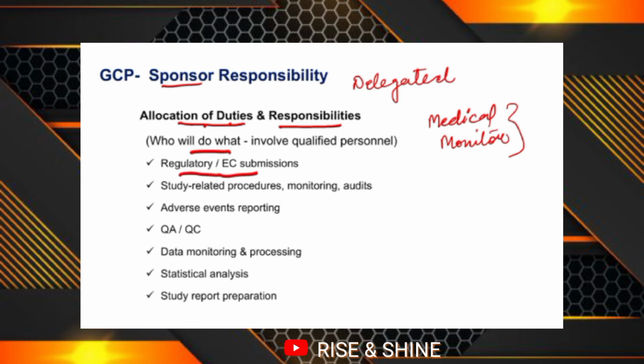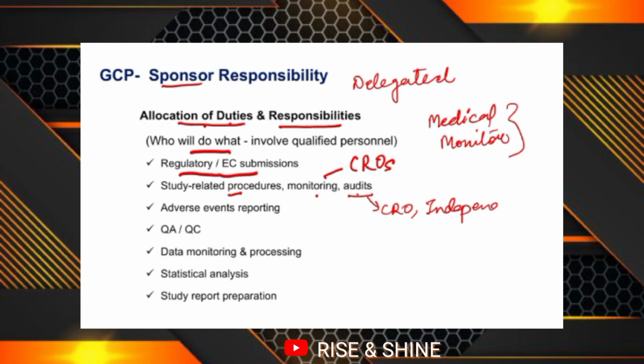Regulatory and EC submission, who will be doing that? Study related procedures, monitoring, audits: will the CRO be doing it, or the sponsor by themselves? Who will be the auditor? Is the CRO doing the auditing, or an independent auditor? This can also happen, an independent auditor.